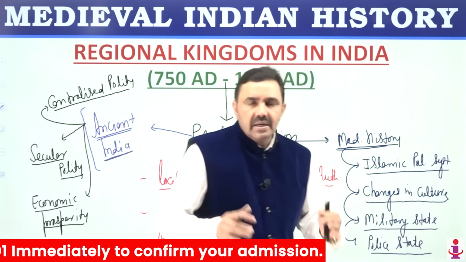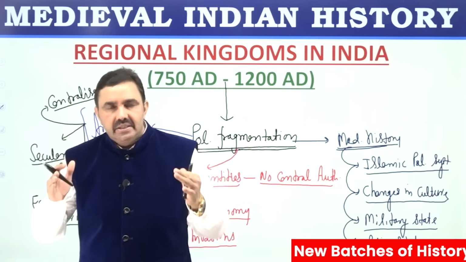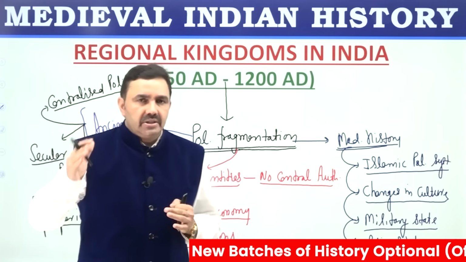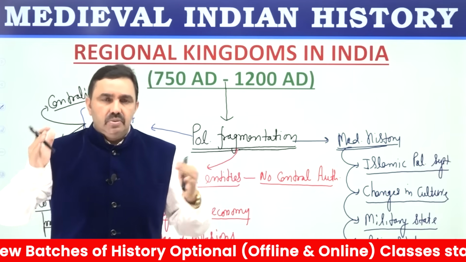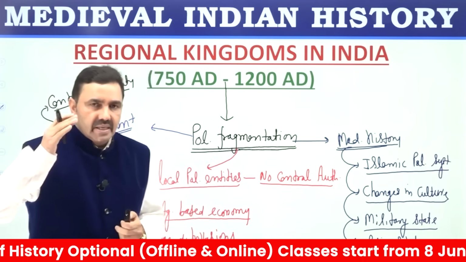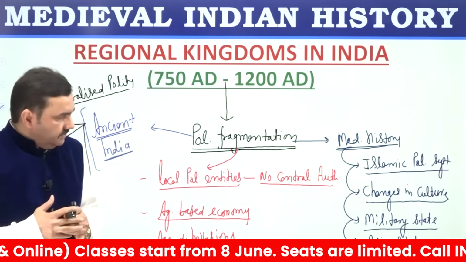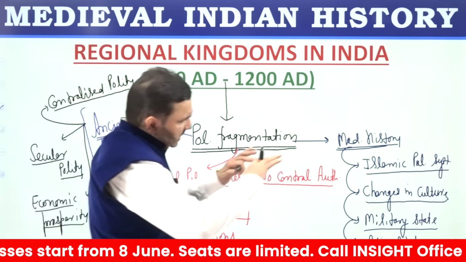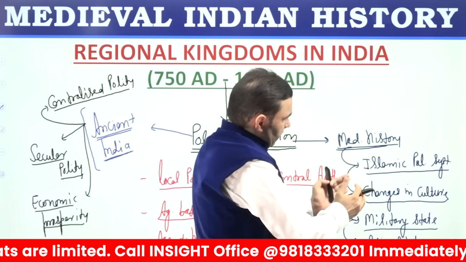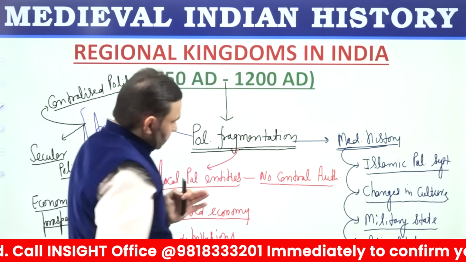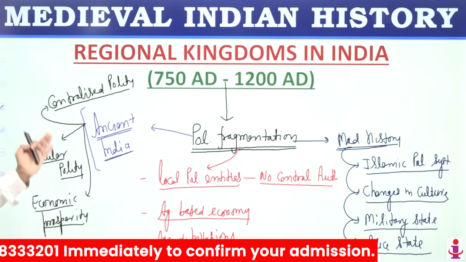Military state means the existence, the survival of this political entity depends on superior military power. So a military state comes into existence on the basis of superior military power. It remains in existence till the time this military superiority is maintained. So when we see these kinds of features, we name that particular phase medieval history. When we see these kinds of features, we say ancient Indian history.